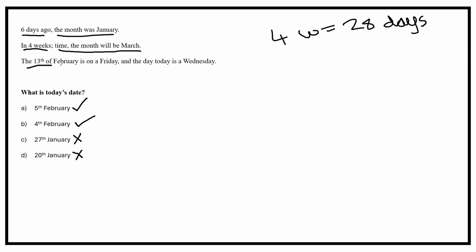It says the 13th of February is on a Friday. Okay, this is important. The reason that's important is because we know there are 7 days in a week, which means if we take away 7 from 13, we're going to be at another Friday. It'll be the 6th. So the 6th of February is a Friday. That means the 5th of February is a Thursday and the 4th of February is a Wednesday. And we know that the day today is a Wednesday, quite literally too. Okay, so it can't be that one.